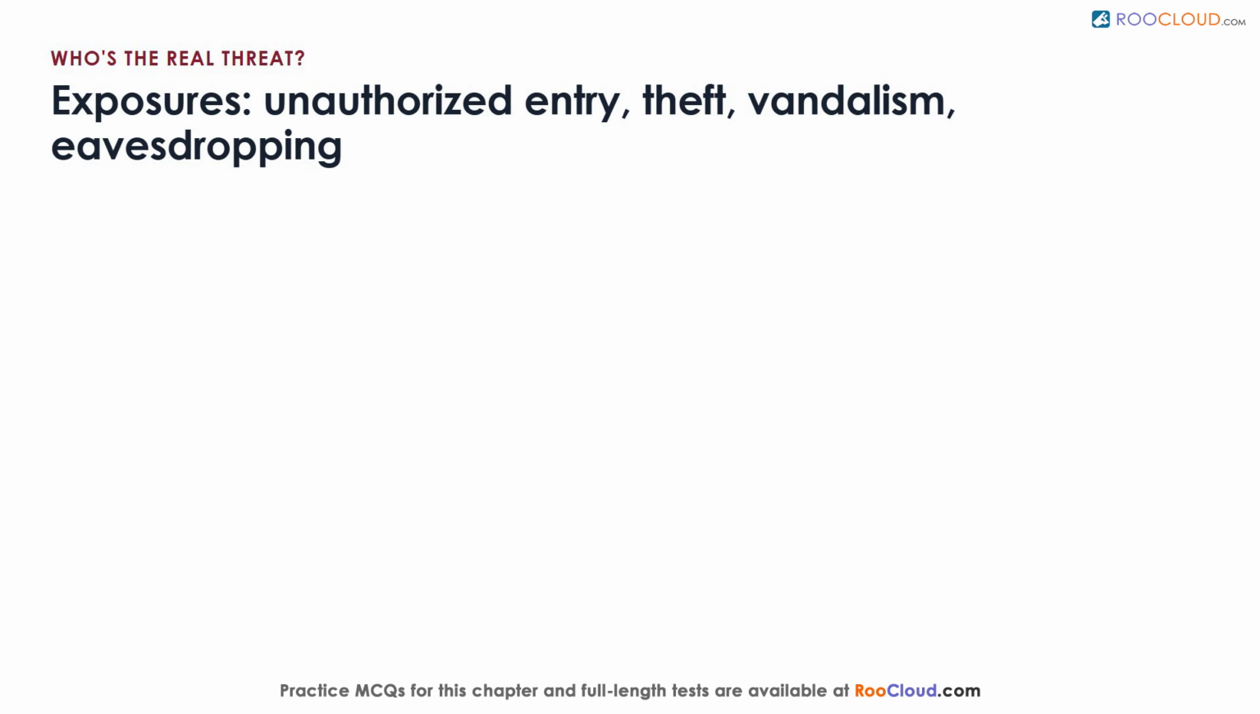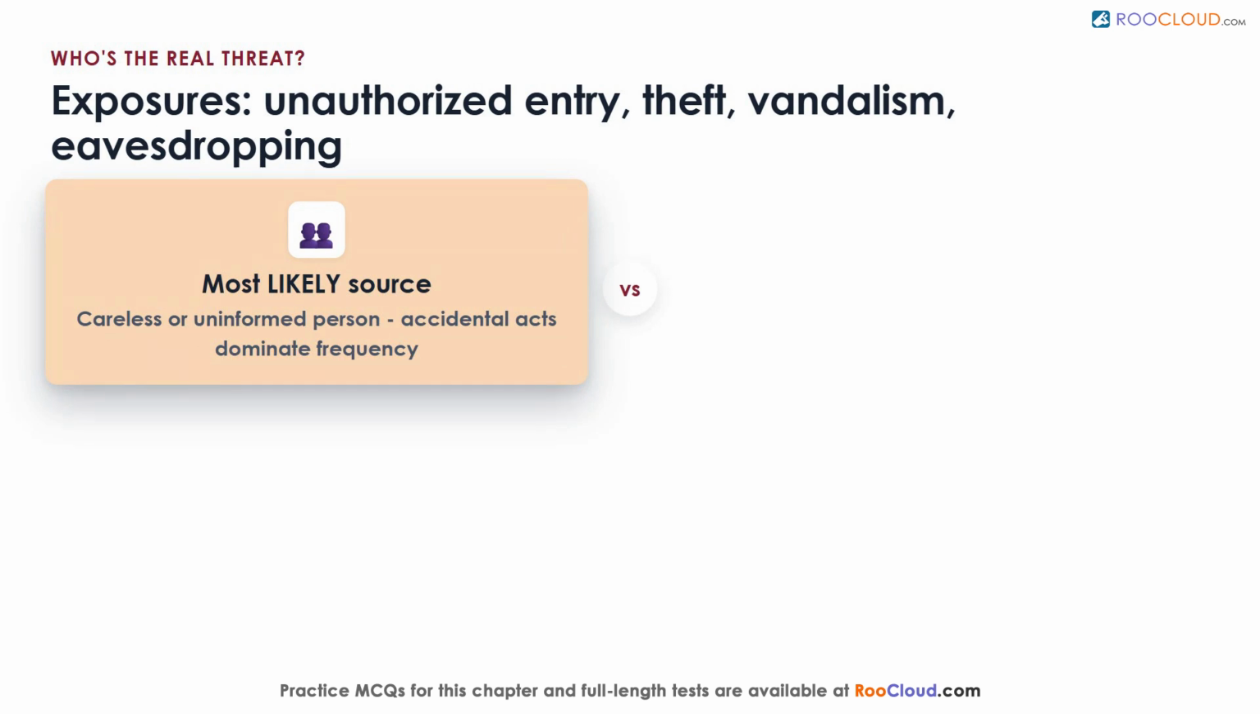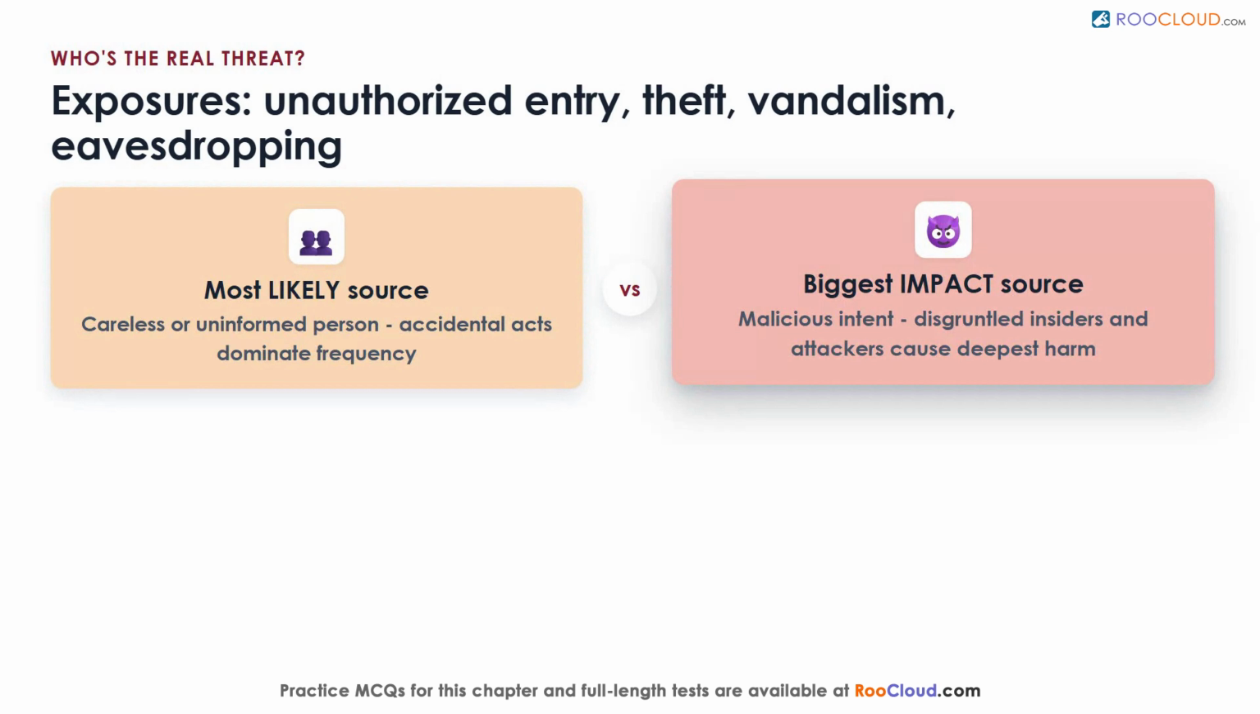Who are the likely culprits? Sometimes disgruntled or terminated employees. Sometimes outsiders like competitors or thieves. But here's the key insight. The most likely source is the careless, uninformed person. The biggest impact, though, usually comes from someone with malicious intent.